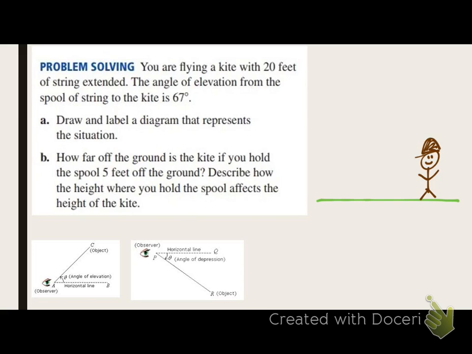All right. You're flying a kite. So where do kites usually fly? Do they fly right above you? No, they fly out at an angle. So just put a kite somewhere.